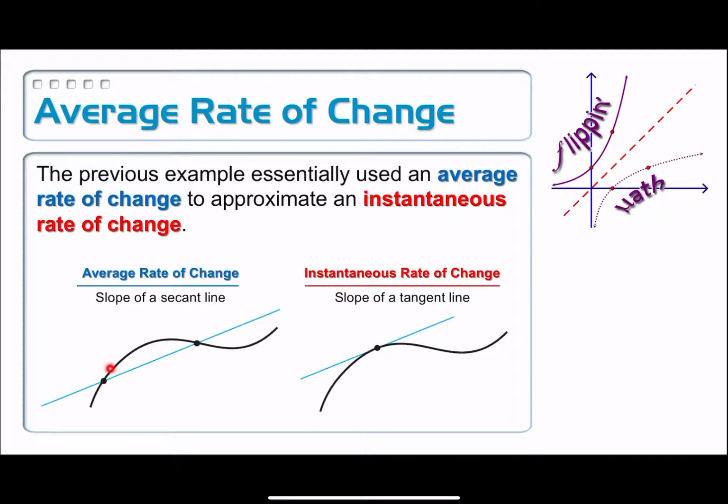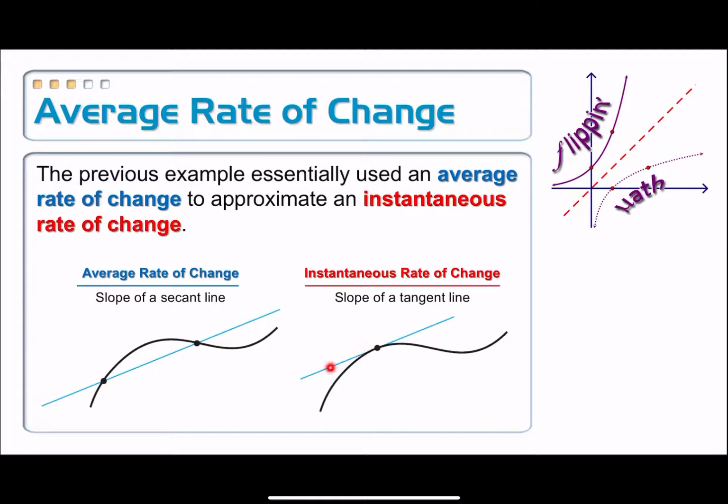A secant line, remember, goes through two points, and it would be very easy to calculate that slope as some sort of rise over run, some sort of change in y over change in x. It is the same slope that we've been calculating since Algebra 1, when we first learned to do slope. It's a pre-calculus idea. However, we need calculus in order to do the second one. An instantaneous rate of change is associated with the slope of a tangent line.